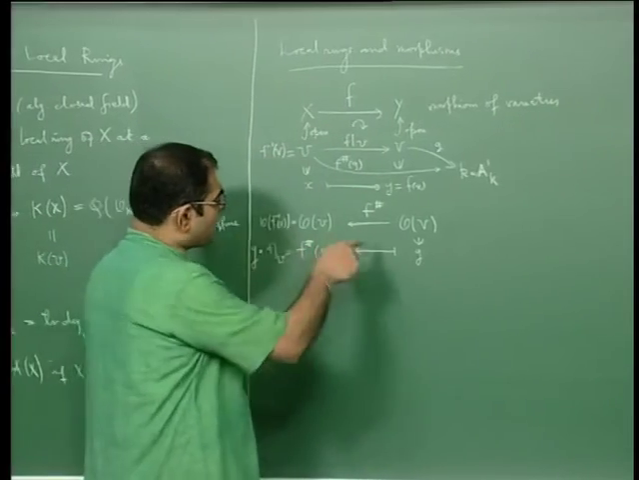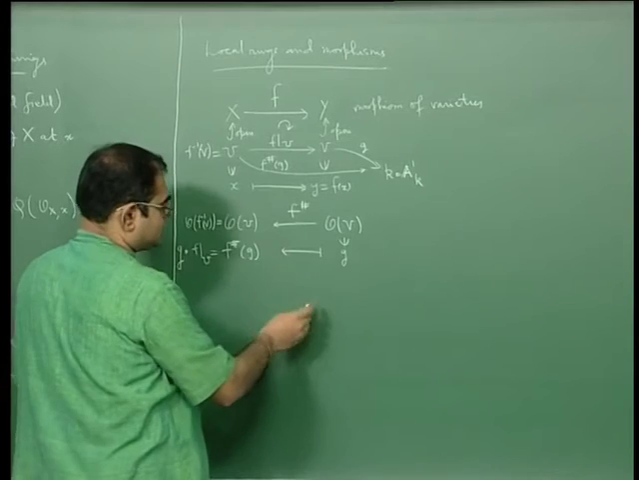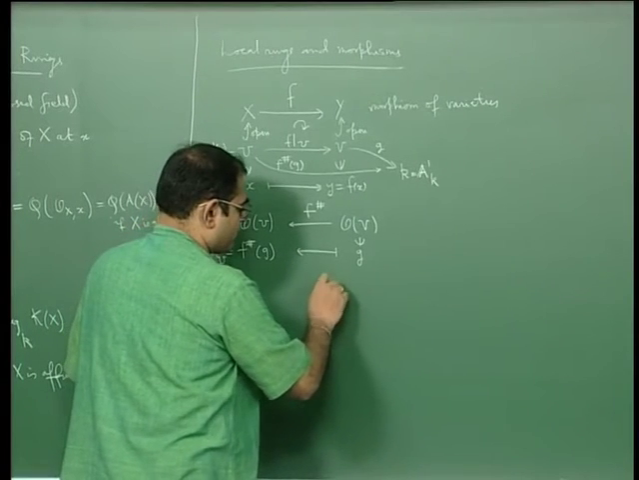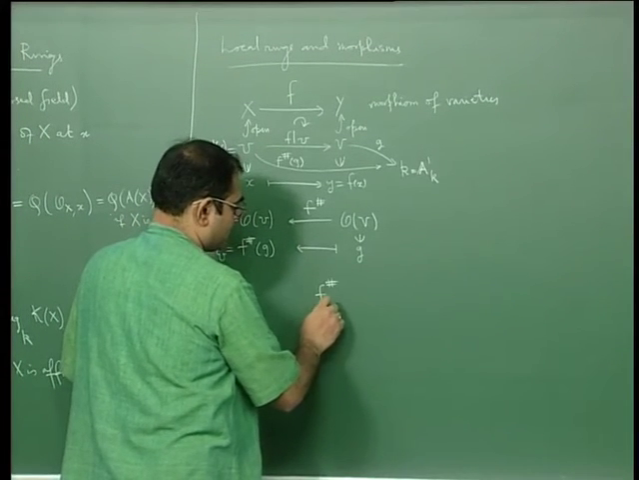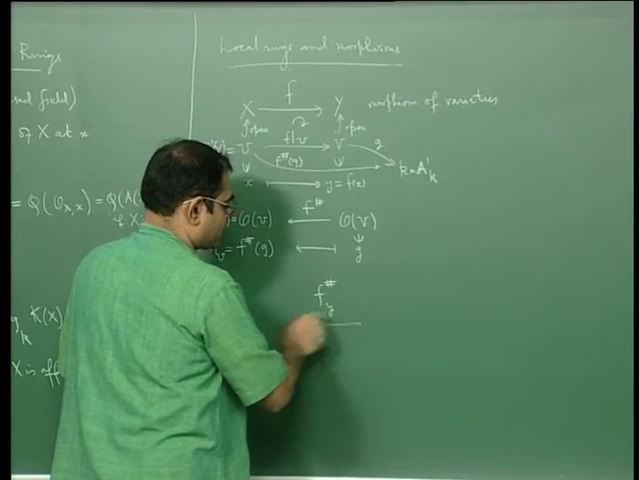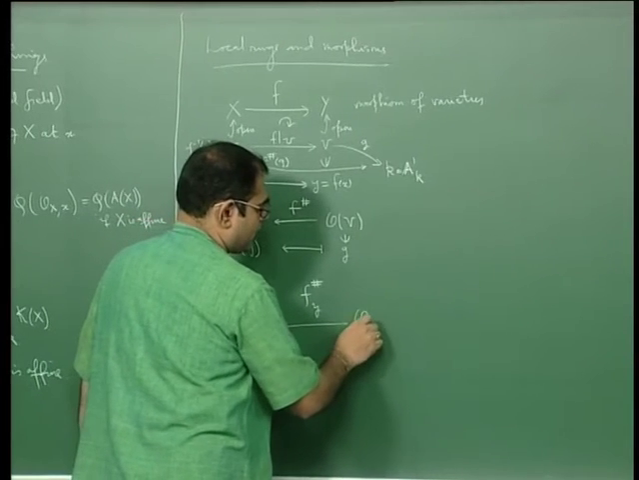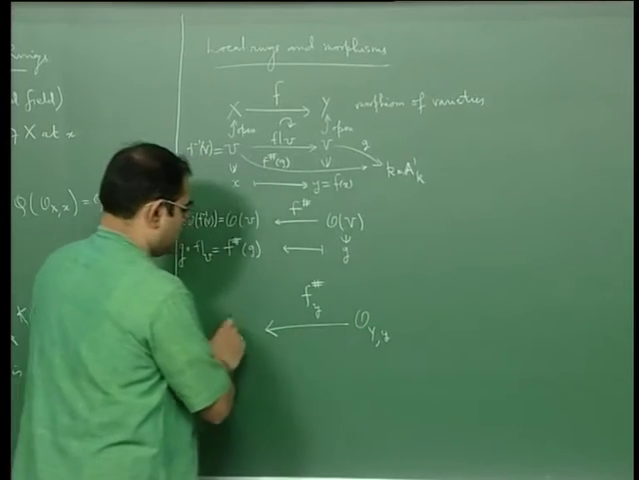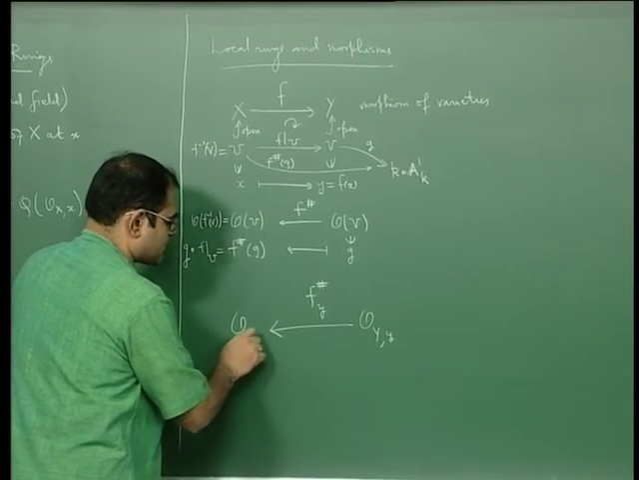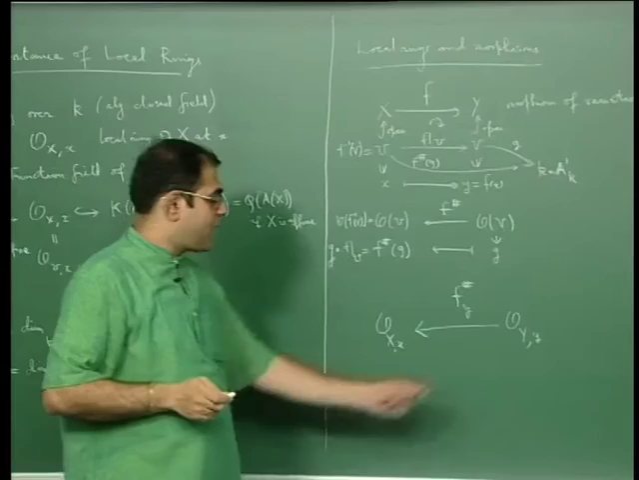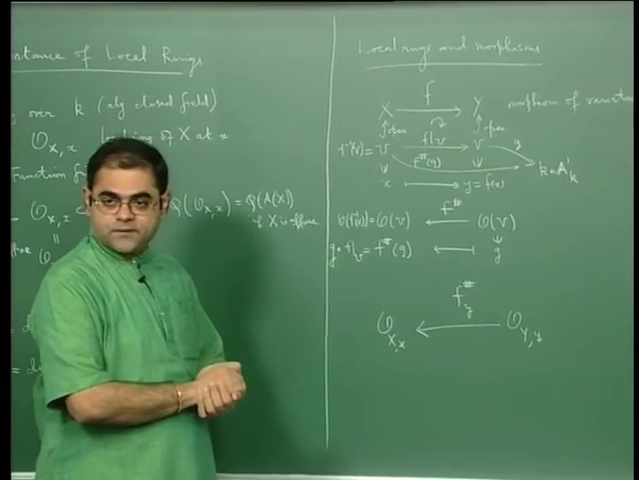And one of the important things is that this induces a map F hash Y, which will go from the local ring of Y at small y to the local ring of capital X at small x. You have a map at the level of local rings.